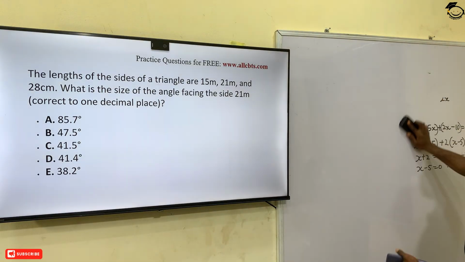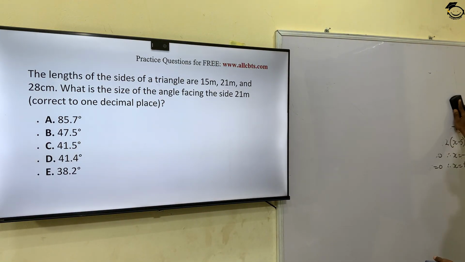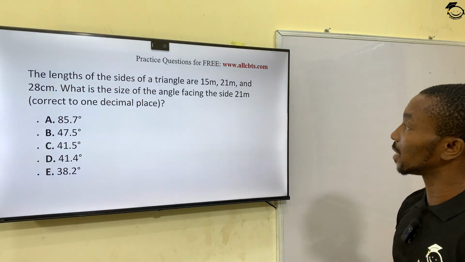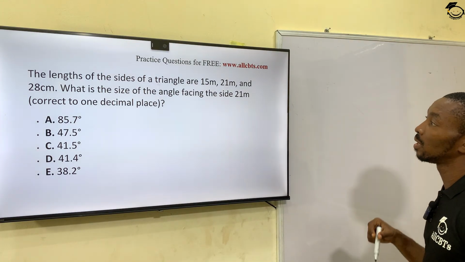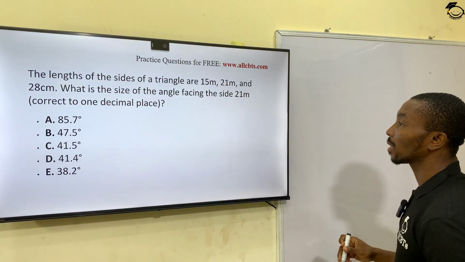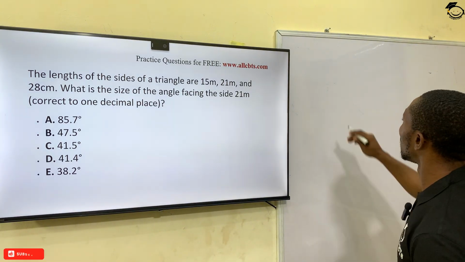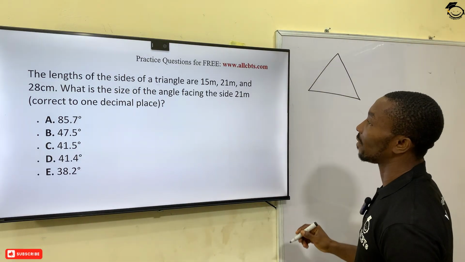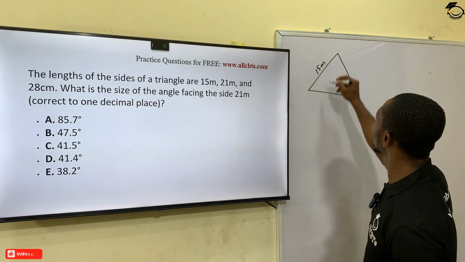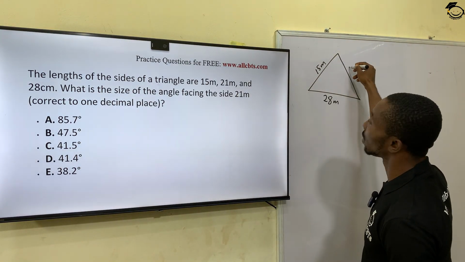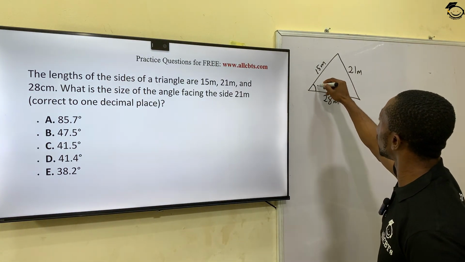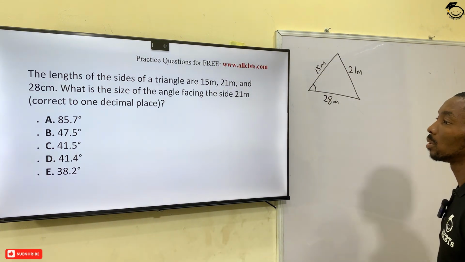The next question says, the lengths of the sides of a triangle are 15 meters, 21 meters, and 28 meters. What is the size of the angle facing the 21 meters, correct to 1 decimal place? Now, if we have a triangle this way, we have 15 meters, 28 meters, and 21 meters. So we are asked to find the size of the angle facing 21 meters.